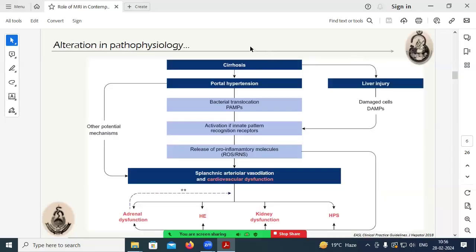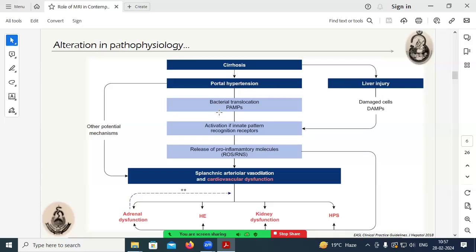And this is what I was saying, that initially the buck used to stop over here only, that there was cirrhosis, there was altered portal flow, there was liver cell injury. And we used to think that this is the sole cause of portal hypertension related clinical disease, and if we correct this, the patient will be relieved. But then there are many other things which started to pop up.